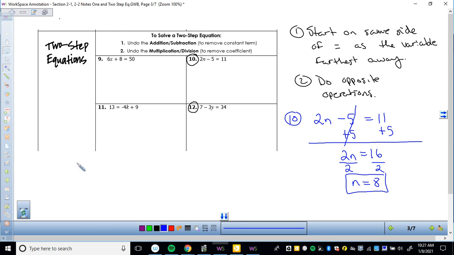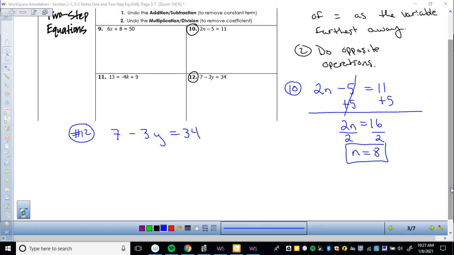The next one I want to look at is number 12. And this one's important because it's written a little differently. 7 minus 3y equals 34. Sometimes when it's written this way, it's hard for people to see what the opposite operation would be. Can somebody tell me what you would do first? Zoe? What would you do first? Would you subtract 7? You would.